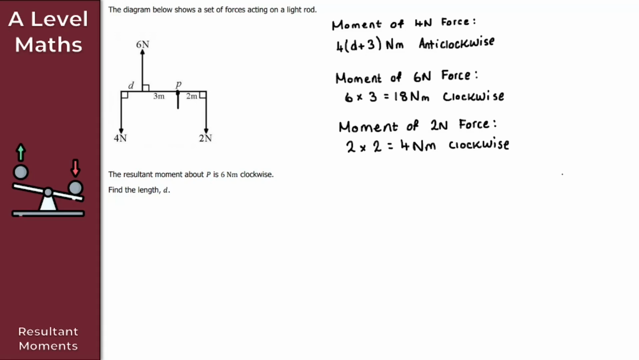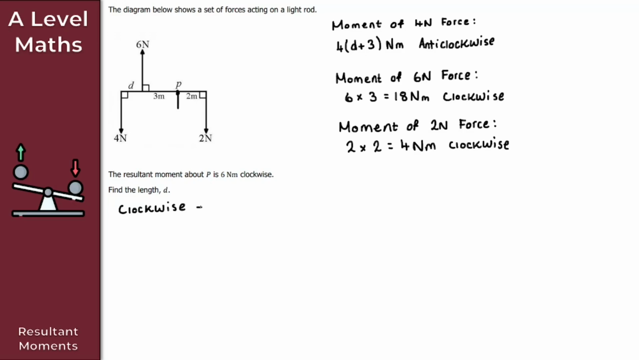Now, the question tells us that the resultant moment about P here is 6 Newton meters clockwise. And it wants us to find the length D here. So it's up to you which way you choose as positive here. And it doesn't actually matter whether you choose clockwise as positive or anti-clockwise as positive. I'm going to show you both ways of doing this. Okay. So let's start then by choosing clockwise as positive.